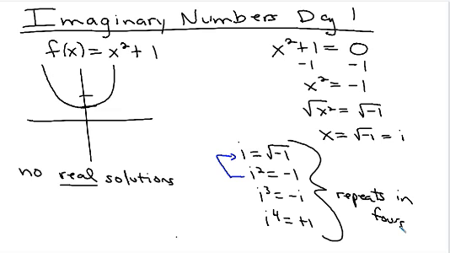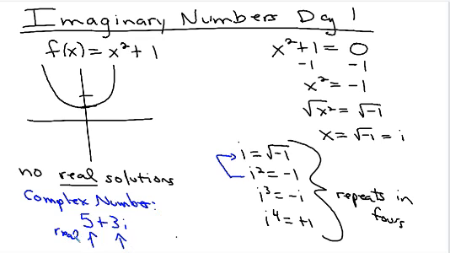So that also brings up this idea of what is a complex number. A complex number has a real part and an imaginary part, like 5 plus 3i is what we call a complex number. It has a real part and it has an imaginary part. Okay, this 5 is the real part. The 3i is the imaginary part.